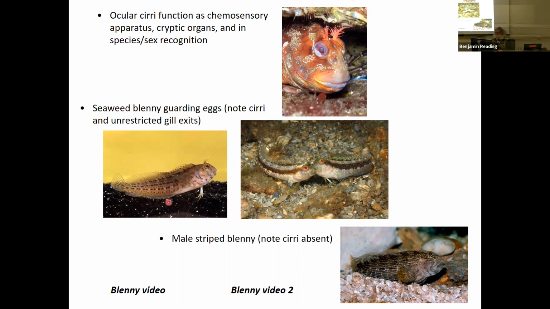Here is a seaweed blenny guarding eggs. And again, note this small operculum here, and again, these cirri. Here is a male striped blenny. In some cases they do not have cirri, like in this example, but that's relatively rare. Most of the time they have these cirri. So I would go ahead and call that a diagnostic feature for the family, these cirri.